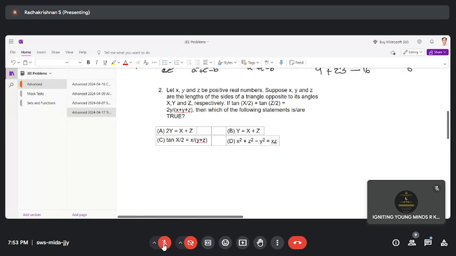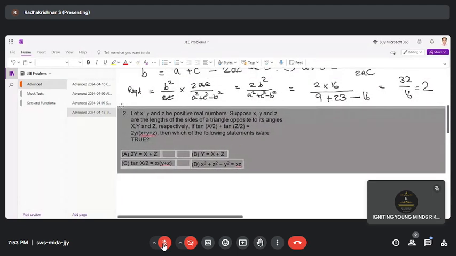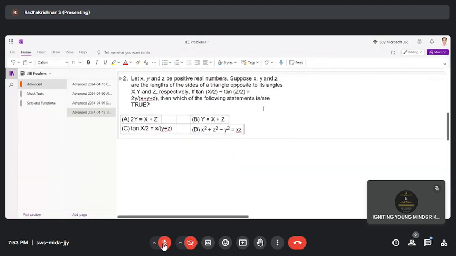Please read this problem. Let x, y, and z be positive real numbers. Suppose x, y, and z are the lengths of the sides of a triangle, opposite angles x, y, and z respectively. These are all standard. Now, if tan x by 2 plus tan z by 2 is equal to 2y by x plus y plus z, then which of the following statements are true?